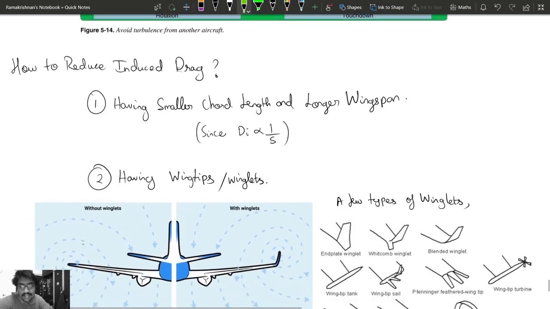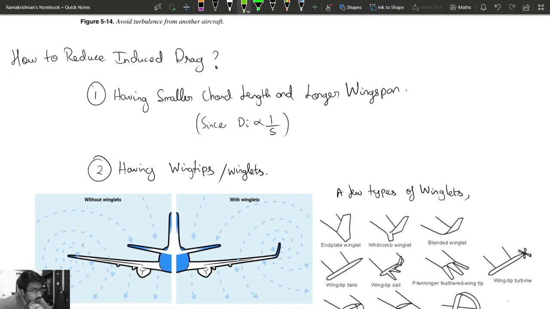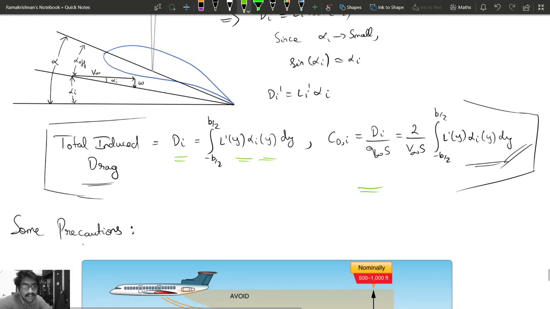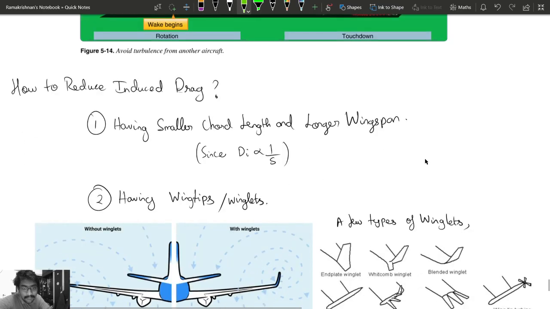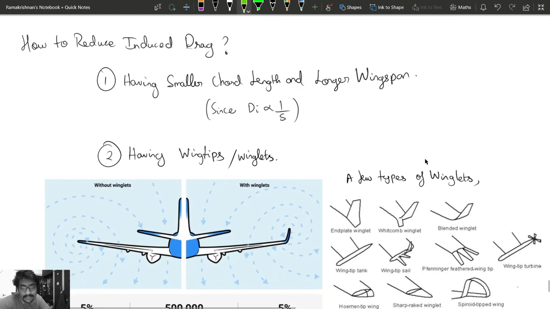Induced drag is reduced by having a smaller chord length and a longer wingspan, because we have seen that the induced drag coefficient is inversely proportional to the characteristic length. So if I make a longer wingspan, this drag coefficient will become smaller.